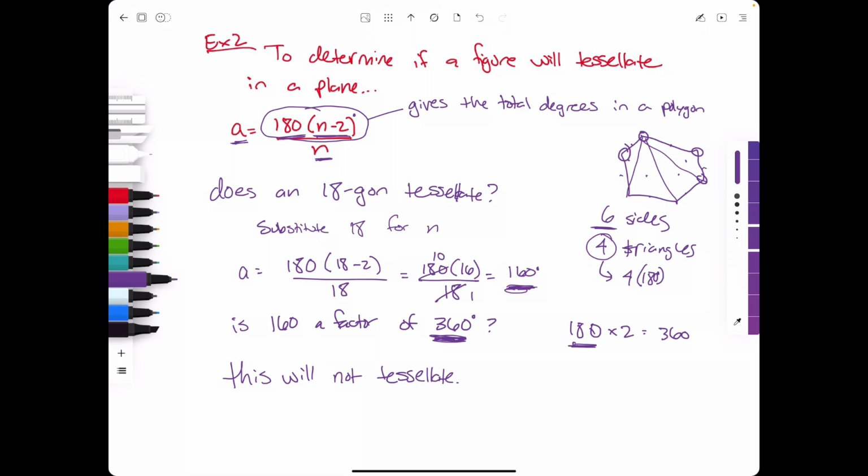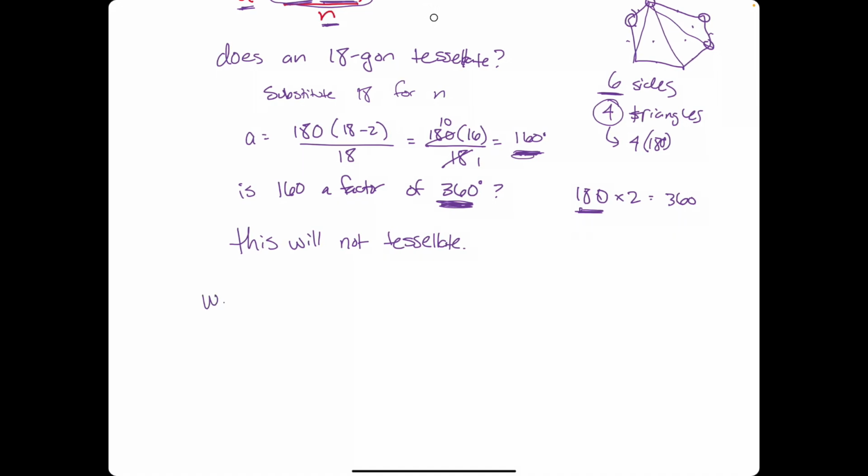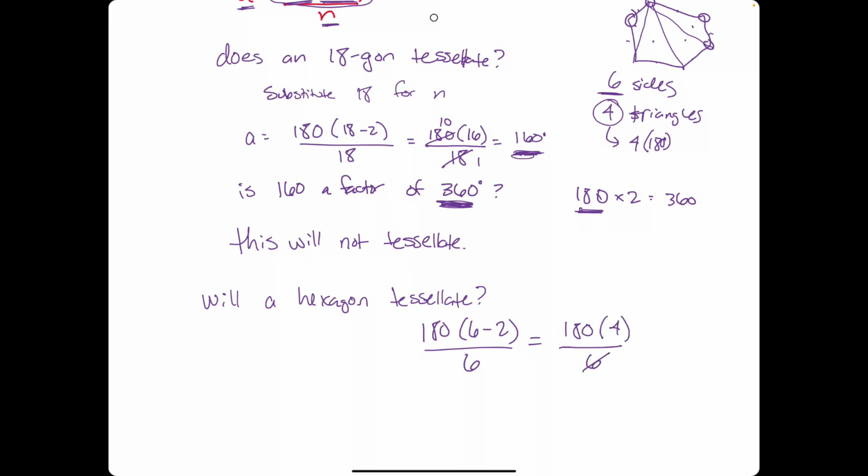How about something that's 6-sided, a hexagon? Then you do 180 times 4, which is 720. And then divide it by 6. So you would say 180 times 6 minus 2, all over 6. If I try to simplify first, I'd have 180 times 4 all over 6. This can be simplified by 3 and 2, and this can be divided by 3 also. I'd have 60, and I'd have 1. So I would have 120.